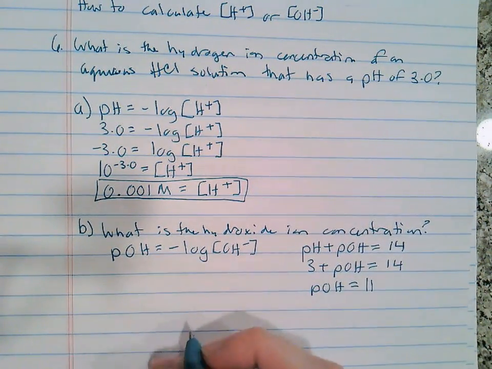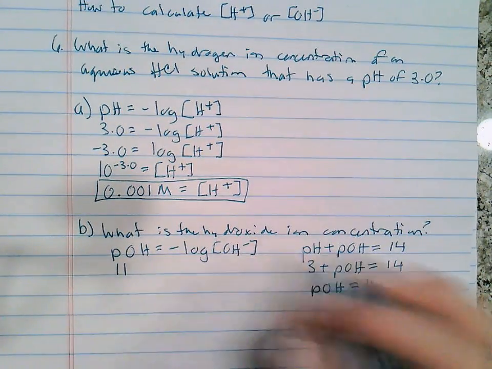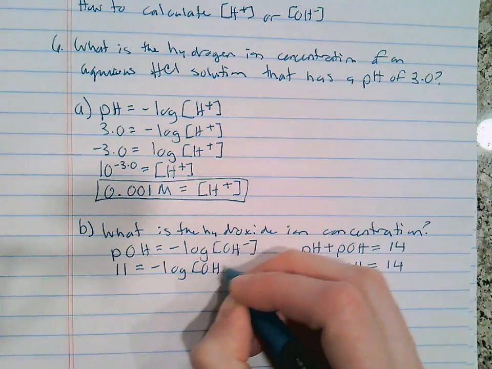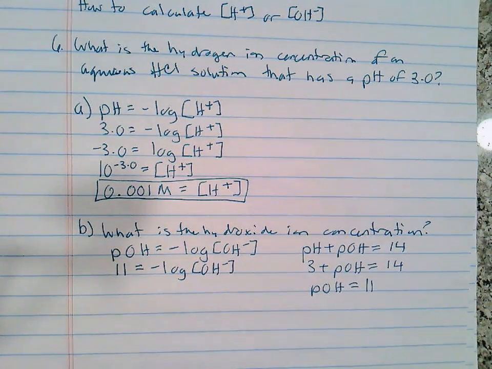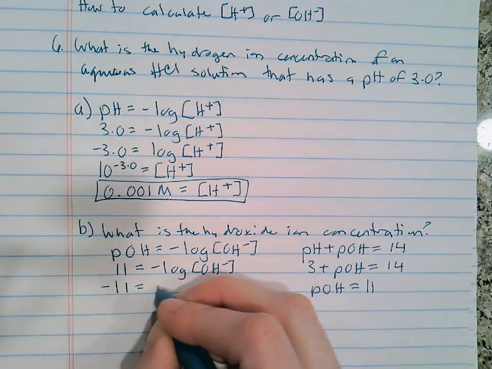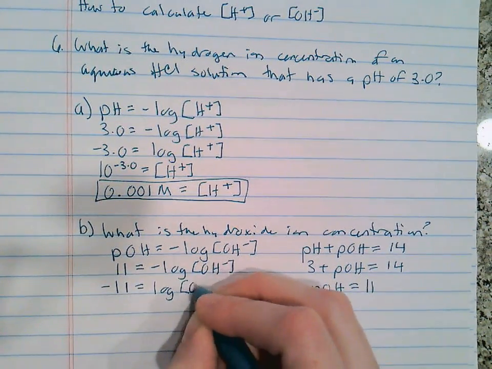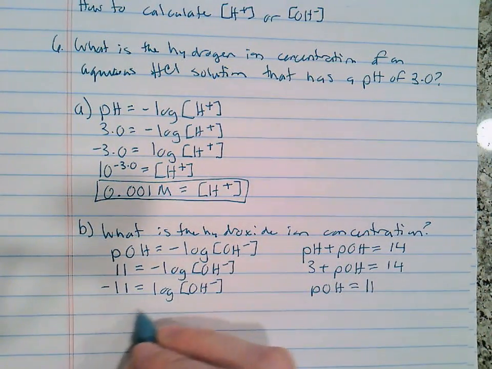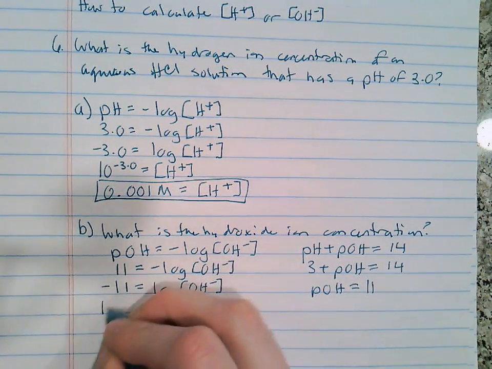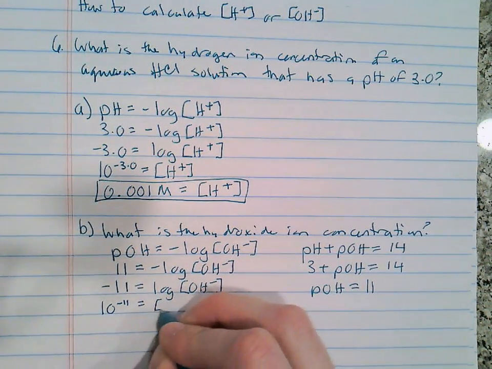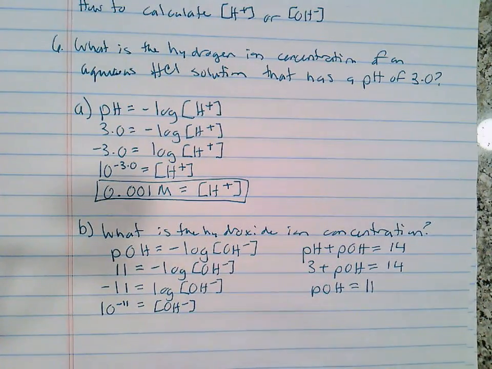Now I can plug this in over here. So if my pOH is 11, 11 equals negative log of hydroxide ion concentration. I'm going to get rid of my negative, dividing both sides by -1, so -11 equals the log of hydroxide ion concentration. So again, 10 raised to the -11th equals my hydroxide ion concentration.